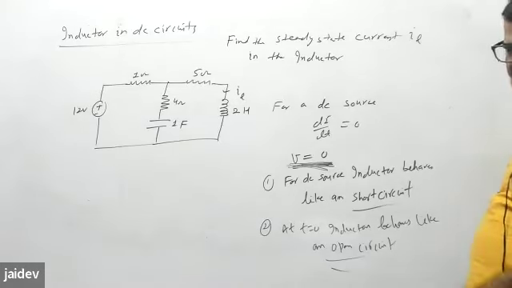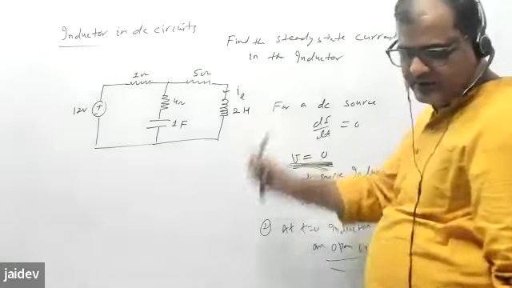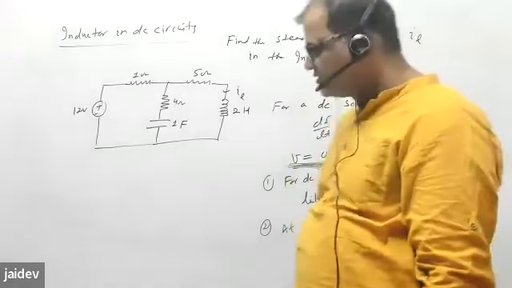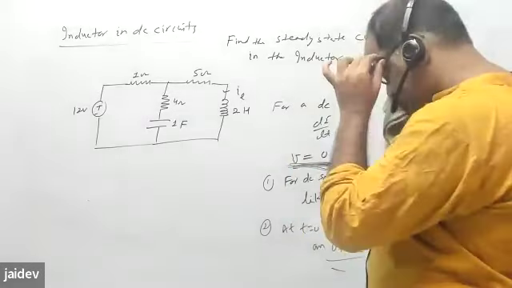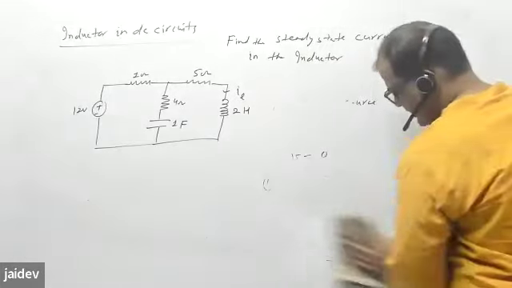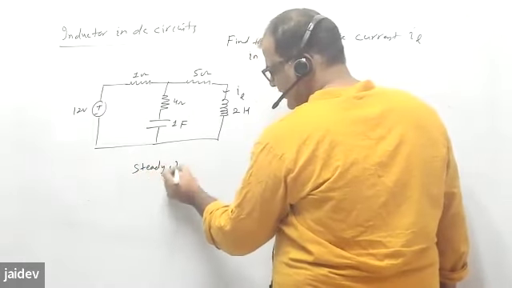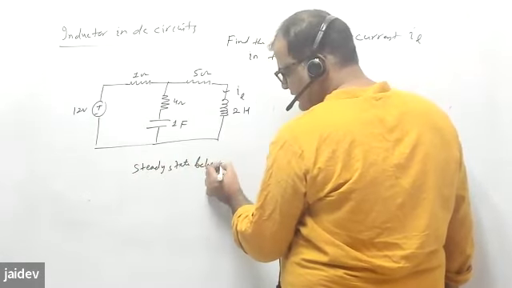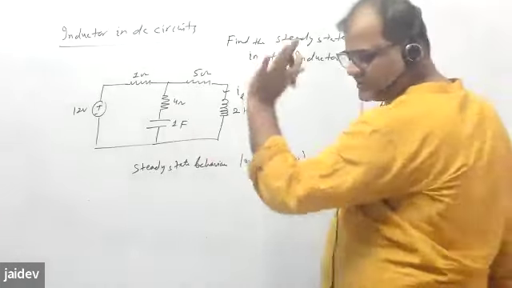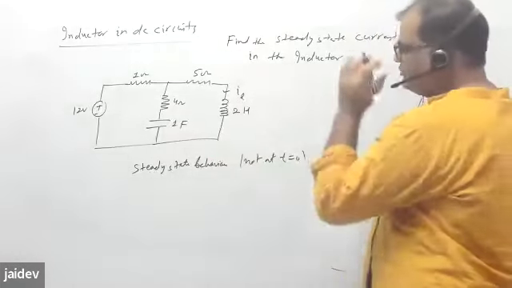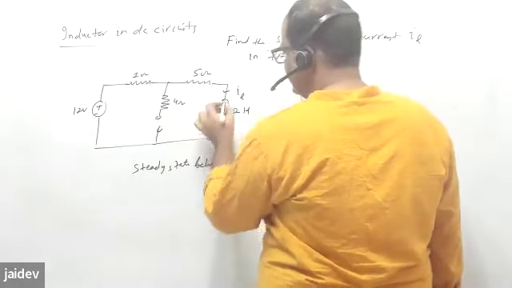Now you remember, in steady state the capacitor is open and the inductor is a short circuit. Make it a short circuit and solve. So, 2 ampere. Now I am seeing the steady state behavior, not at t equal to zero. At t equal to zero the case is different, the current is different, everything is different. We'll see t equal to zero also. So in steady state, this will become open, and this will become a short circuit.